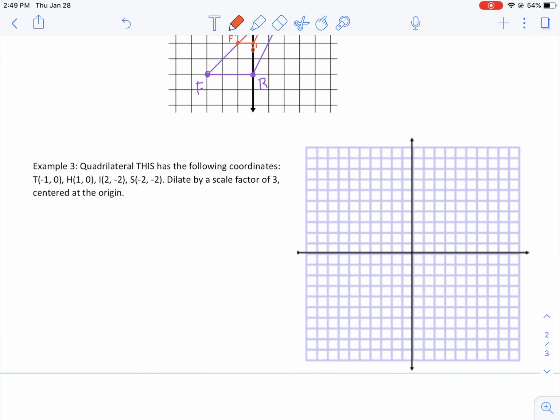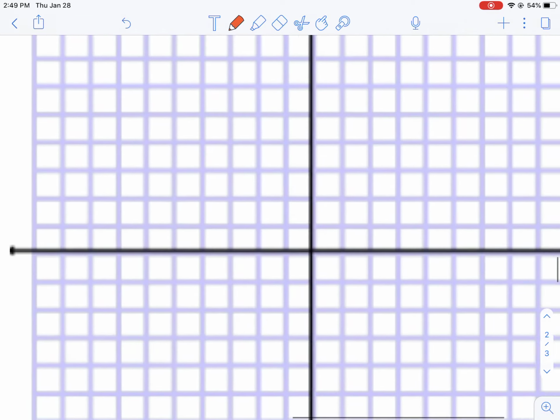So the last one, I actually want you guys to try by yourself. Okay, I want you to write out the points, see if you can perform the dilation. So pause this video and try it, and then when you're done, you can check the answer. Okay, so I'm going to do this real quick. So I'm just going to go through the points.